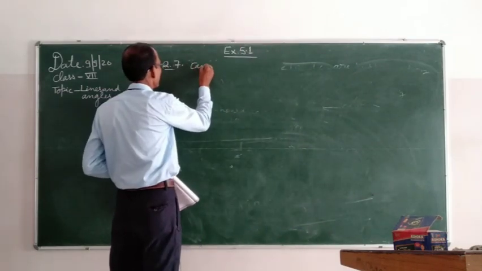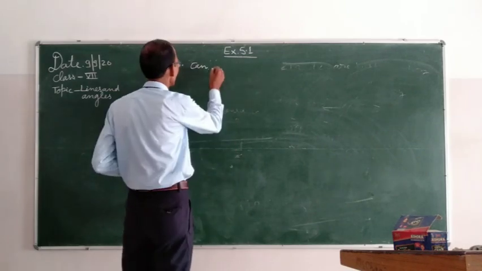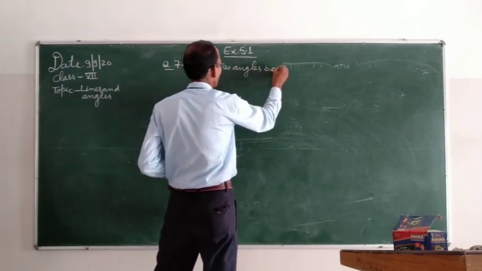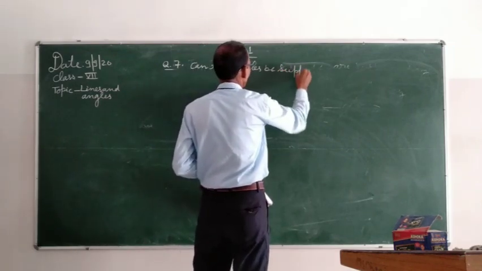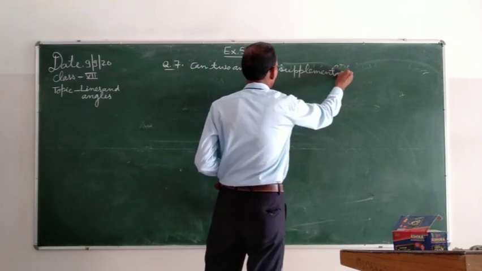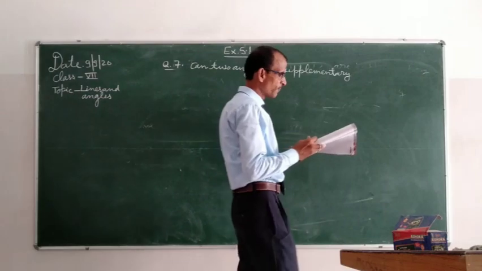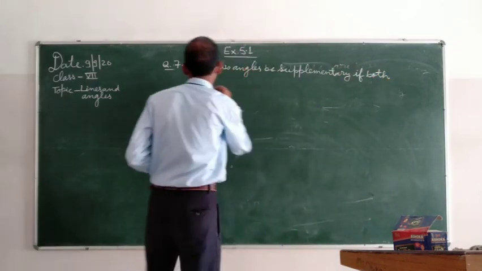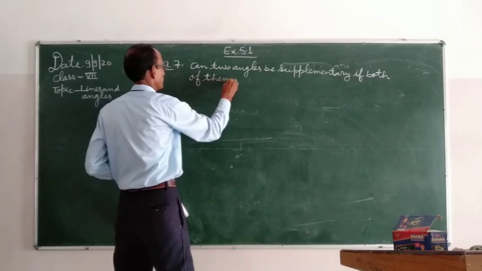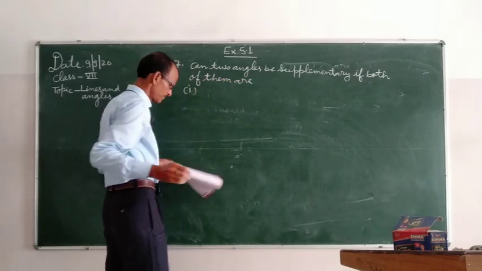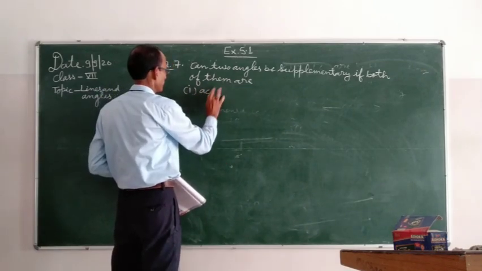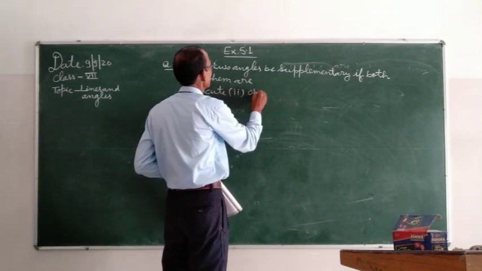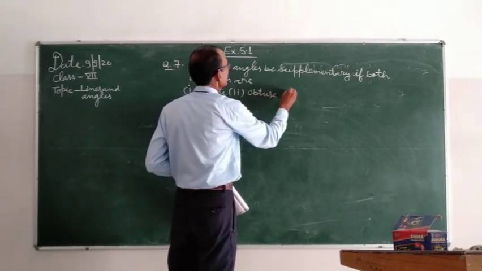Can two angles be supplementary if both of them are first acute, second obtuse, and third right?